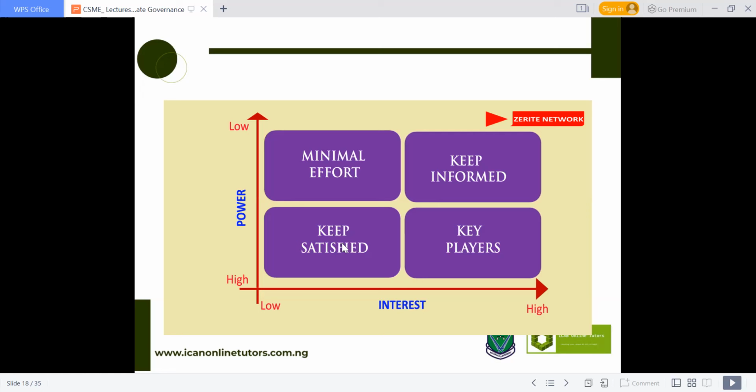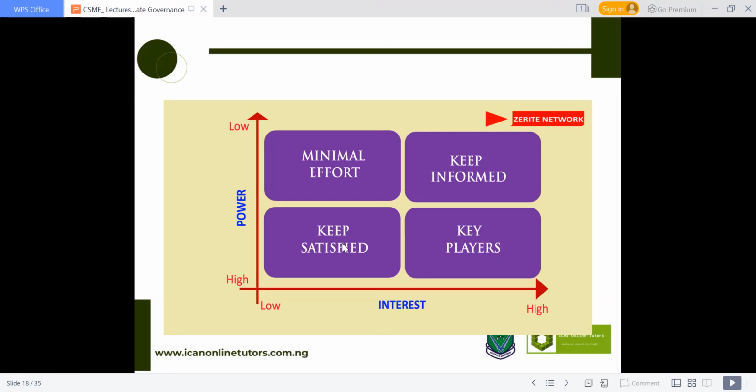So what the company needs to do is keep you satisfied. High power, low interest: keep satisfied. The money is there, but I don't have time; I have different things I'm doing. So the company should keep that particular stakeholder satisfied.